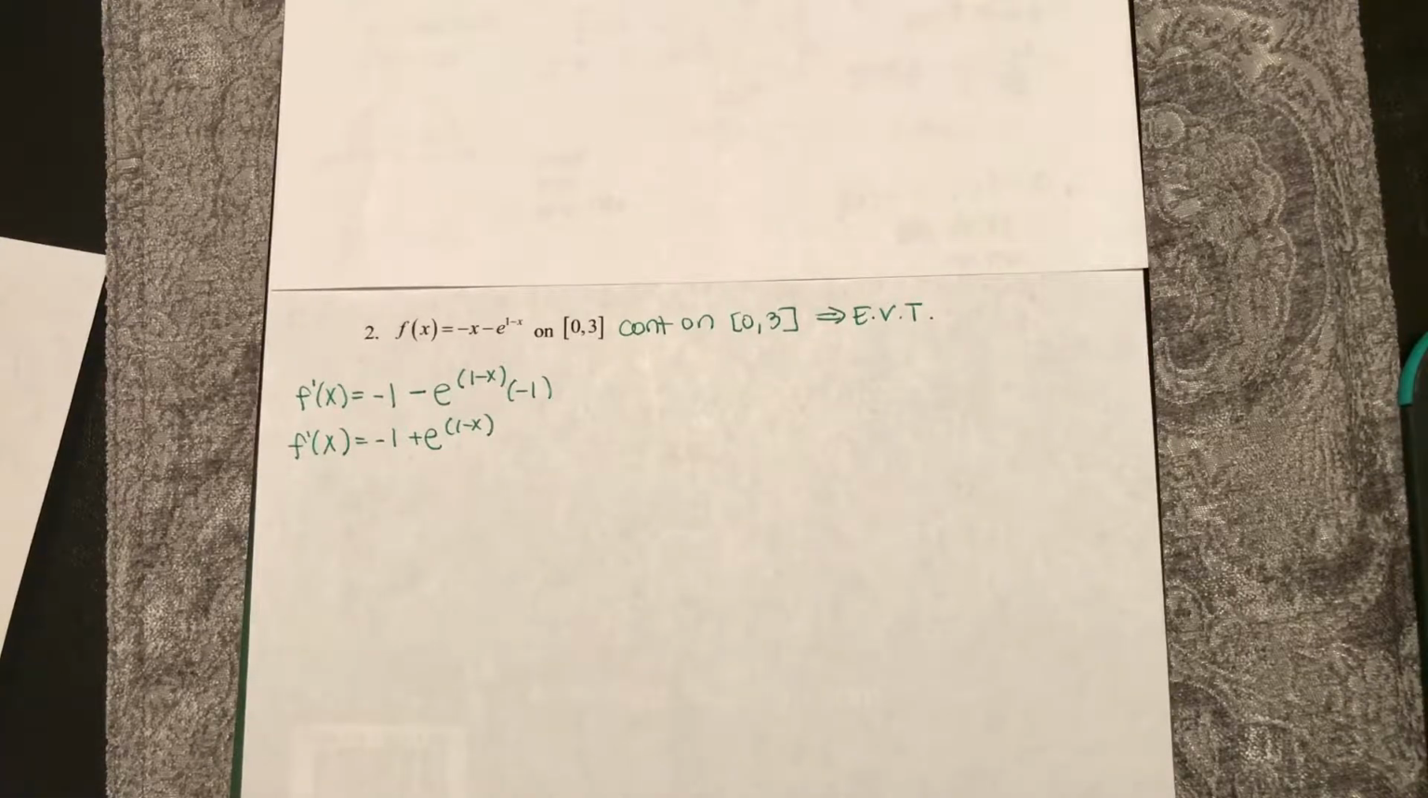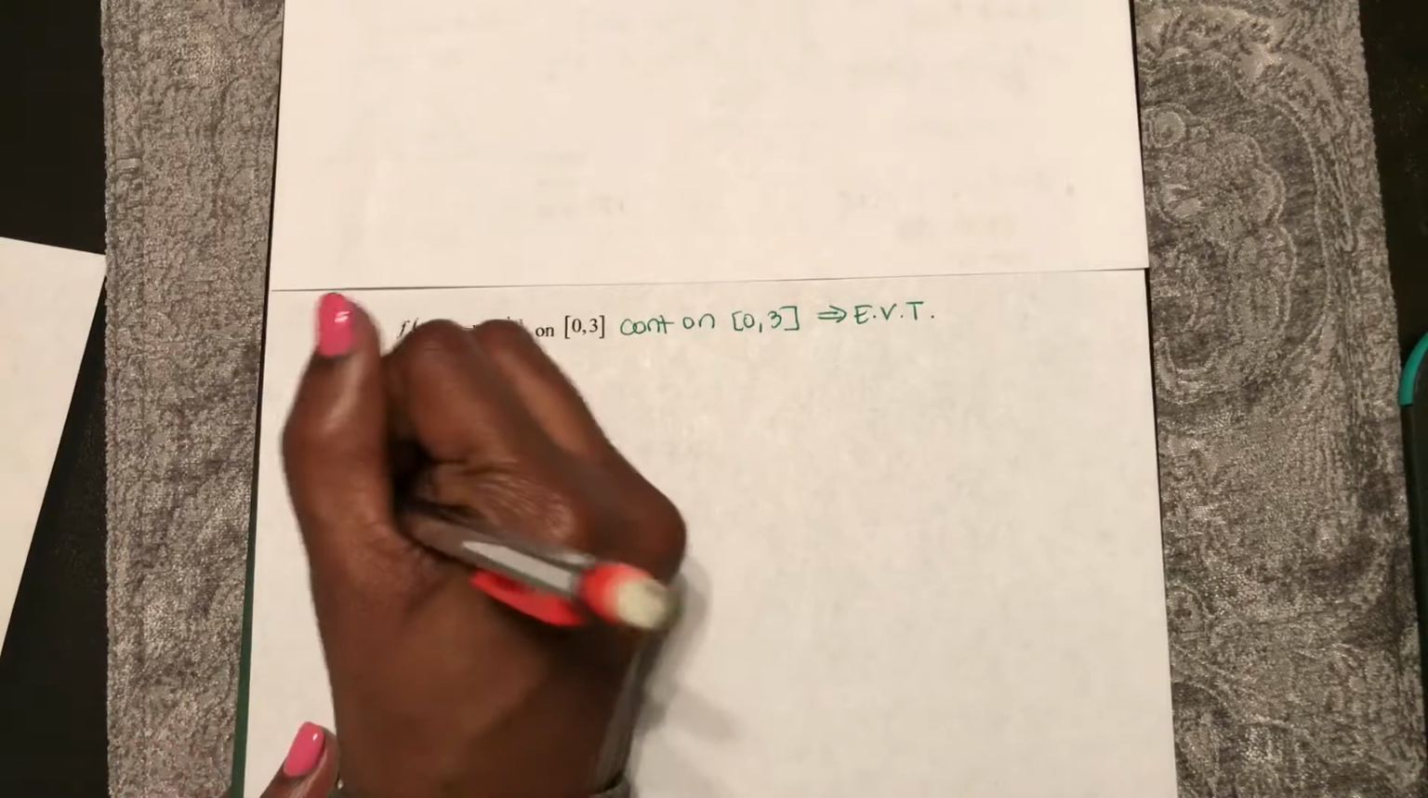Here in number 2, we have another continuous function on a closed interval. Therefore, we can apply the extreme value theorem to find an absolute max or min. So I took the derivative here and simplified for you. So now we need to find the critical values by setting this equal to 0.